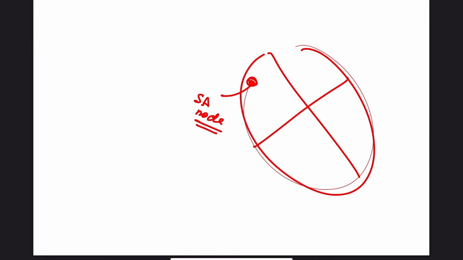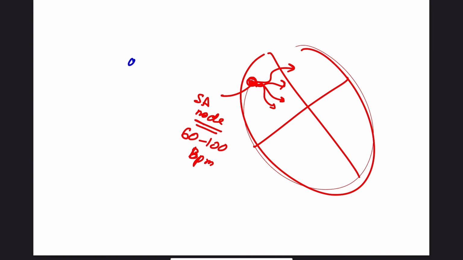Okay, so what is SA node? Sinoatrial node. It's the pacemaker of the heart. So it gives impulses to the heart, tells the heart to contract now. And it makes this at a rate of 60 to 100 beats per minute.